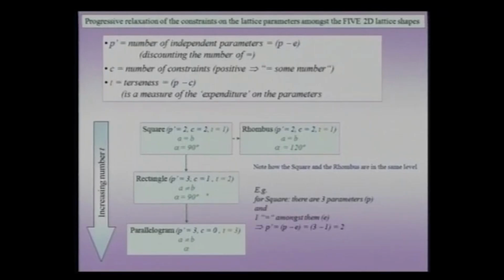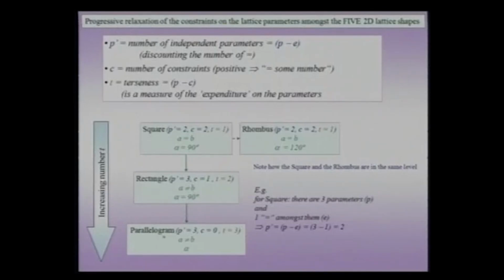Now, if you look at the rectangle lattice, there are 3 variables, and the constraint posed is that a is not equal to b, which means it still remains general, while the alpha angle has been constrained to be 90 degrees. Therefore 3 minus 1 is 2, the terseness value is 2. That means we have more expenditure on the parameters in the case of a rectangle as compared to the square, and therefore it comes down as compared to the square or the rhombus in terms of the lattice parameter expenditure.